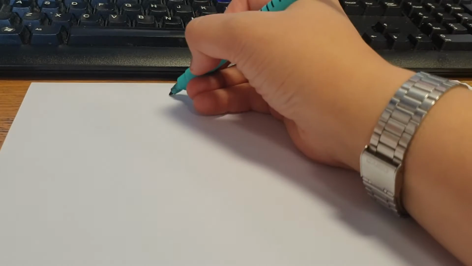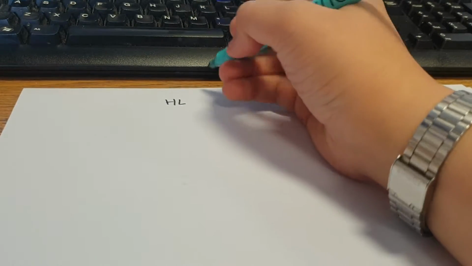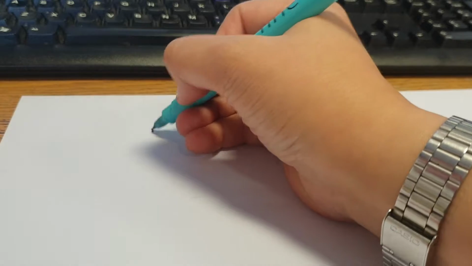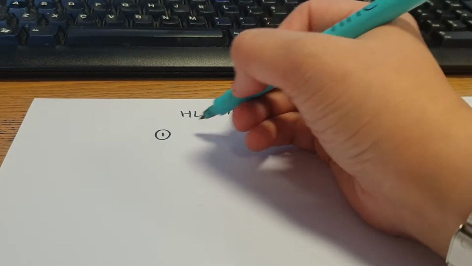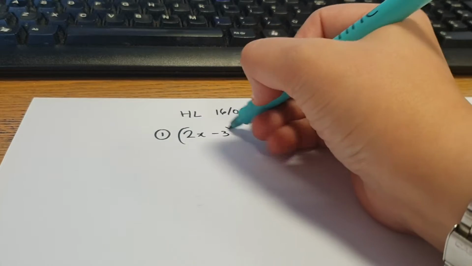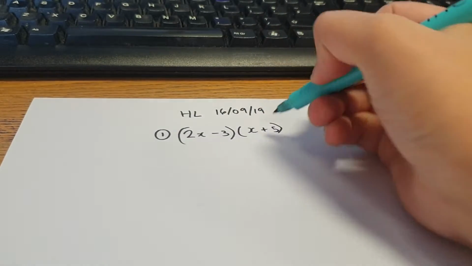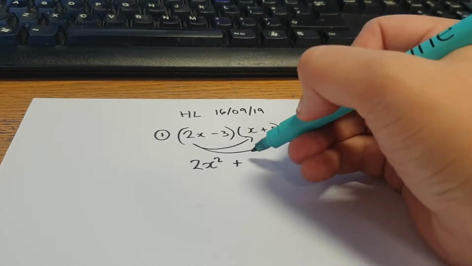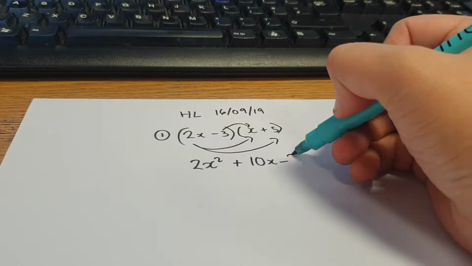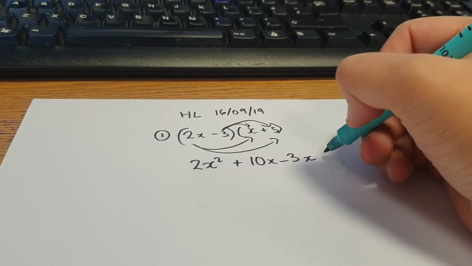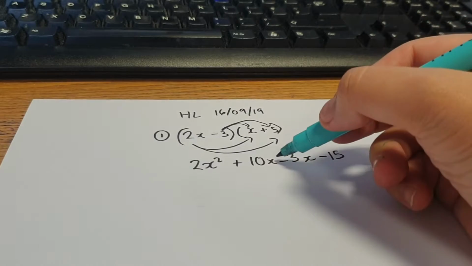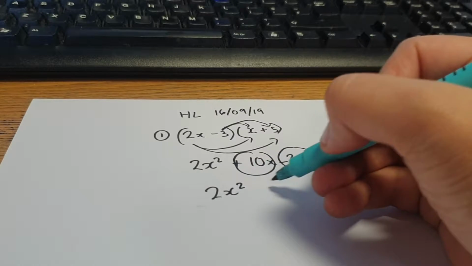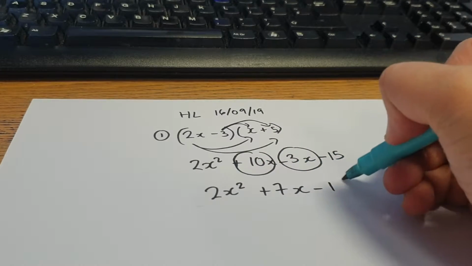So this is home learning corrections for the 16th of September. If you had the first home learning, it says expand and simplify. Most of us got this right, so I'm just going to go through it quickly. Remember, 2x times x, 2x squared plus 10x minus 3x minus 15. And then we're going to simplify it. So we got this and we got this. So it's 7x minus 15.